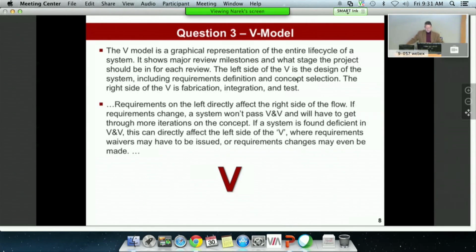The third question was about the VModel, and based on what I looked through in the answers, I think most people really understood that. And just to summarize again in a very, very simple way, what the VModel is all about.